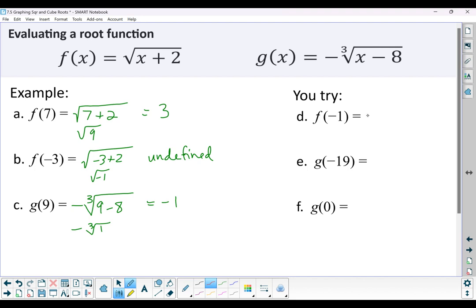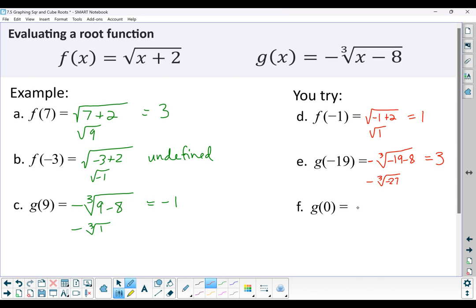F of negative 1 would be the square root of negative 1 plus 2, which is the square root of 1, which is 1. G of negative 19 is the negative cube root of negative 19 minus 8. My negative is kind of funny there. And that's the negative cube root of negative 27. When we evaluate that in our calculator, that is 3.